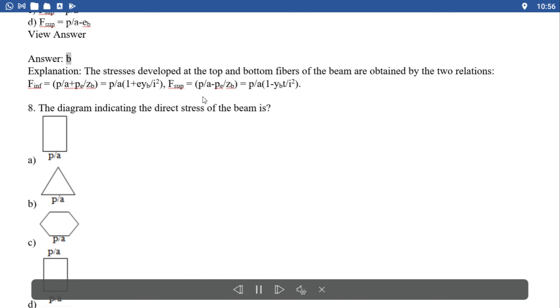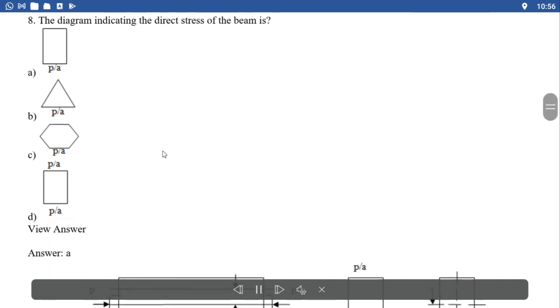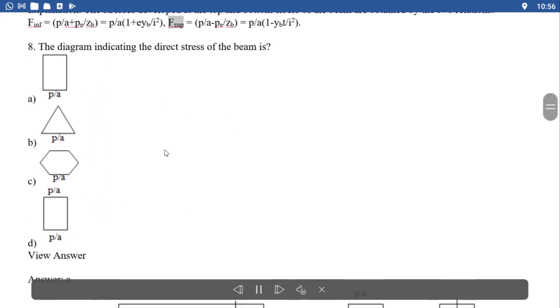Answer B. Explanation. The stresses developed at the top and bottom fibers of the beam are obtained by the two relations. f_inf equals P/A plus Pe/Z_b equals P/A (1 plus e y_b/i squared). f_sup equals P/A minus Pe/Z_t equals P/A (1 minus e y_t/i squared).